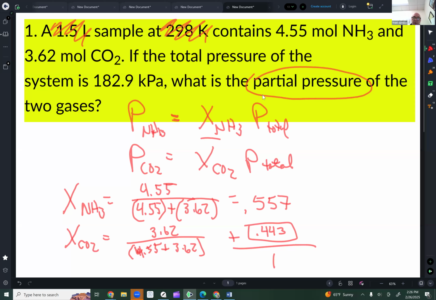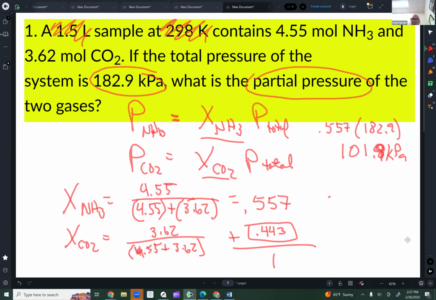So now we have our mole ratios that we can utilize in this formula, and we have our total pressure in kPa. So I'm going to take my 0.557 multiplied by 182.9. Those are in kPa. So 0.557 times 182.9. Now I've got the correct answer of 101.8, I'll round that to 102 kPa.